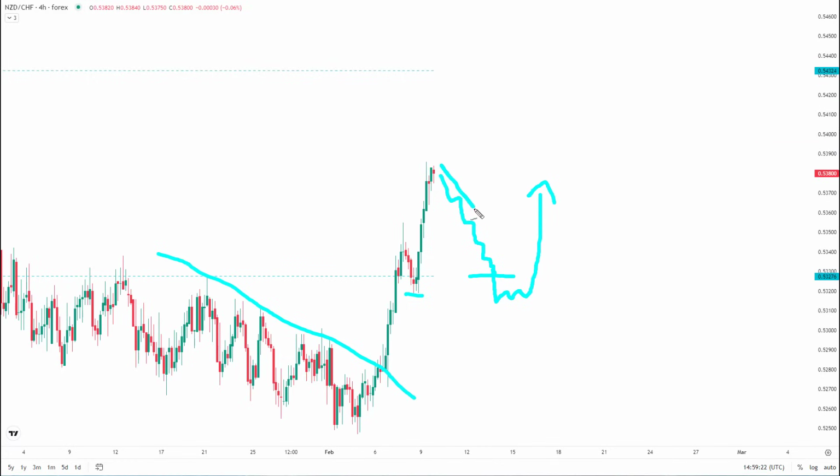If alternatively we just flag and instead we break out like this with momentum, that shows strength. The fact that it's not pulling all the way back here, but it's reversing before that, shows strength, and you can look for that follow-through trade into 0.6532.